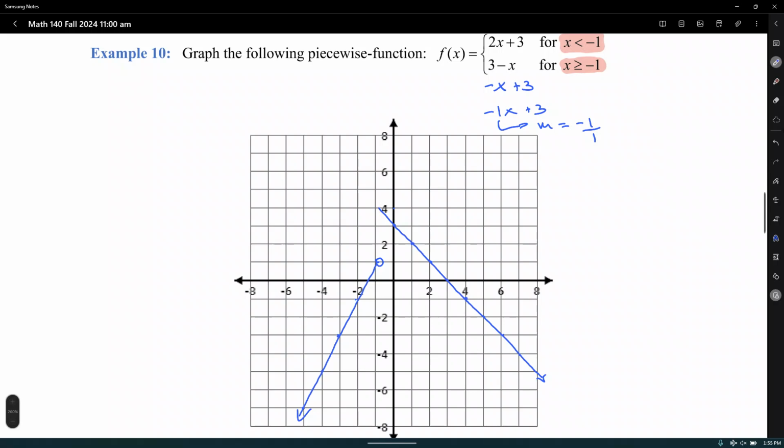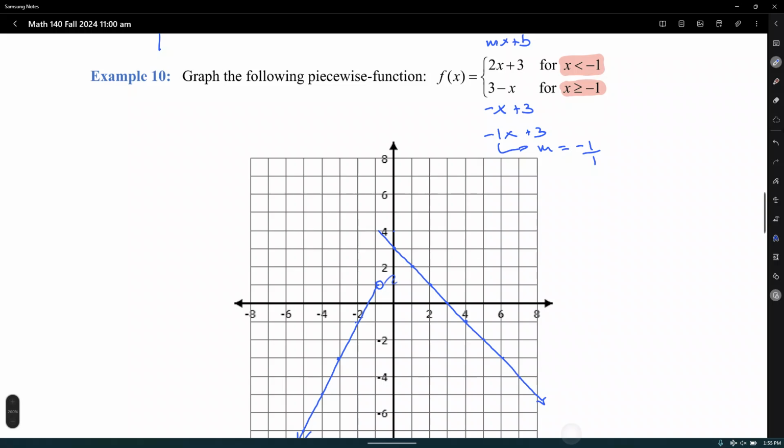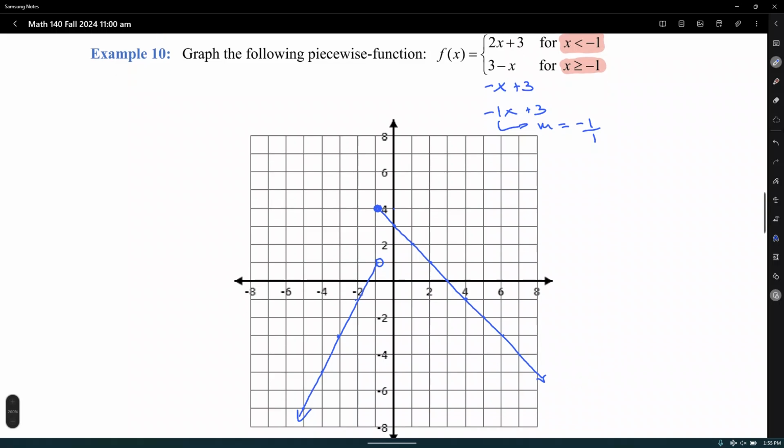Now be careful, because in the first part we represented this point as an open circle because it doesn't include the y value for x equals negative 1. However, the second piece does include it because of the equal part right here. So we will represent that with a full circle here, and that is our graph of this piecewise defined function.